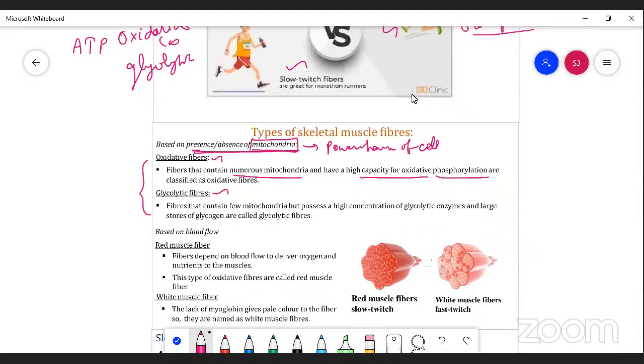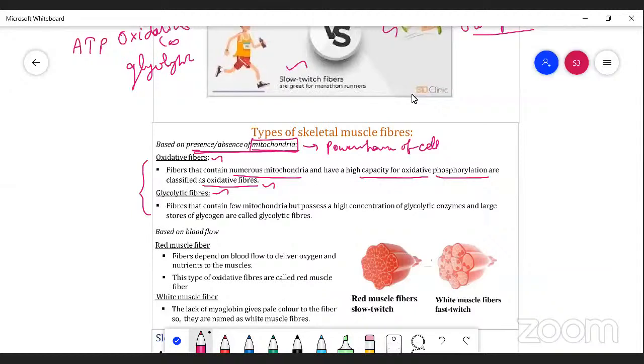That is classified as an oxidative fiber. The fibers which have numerous mitochondria and a high oxidative capacity, meaning oxidative phosphorylation, are known as oxidative fibers. Do you understand? Differentiation question: differentiate between the oxidative fibers and the glycolytic fibers.